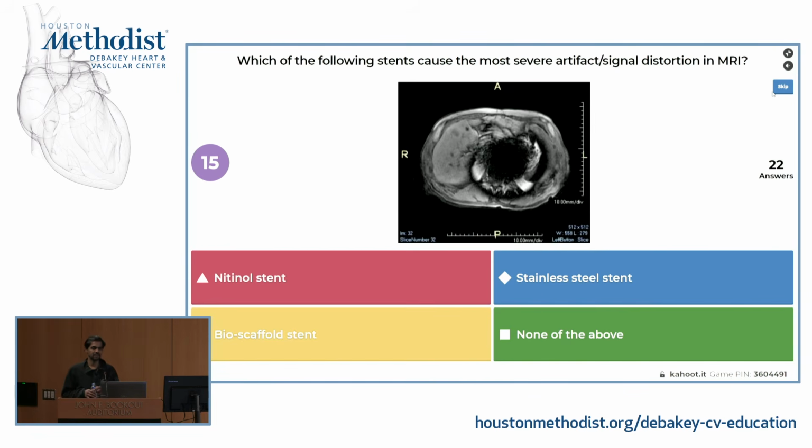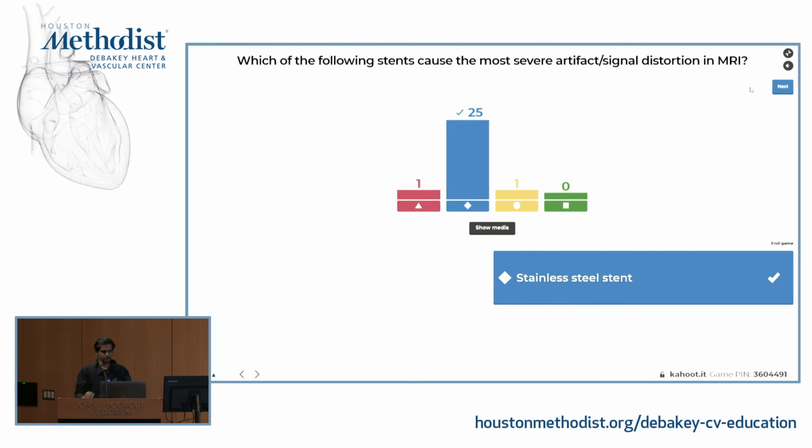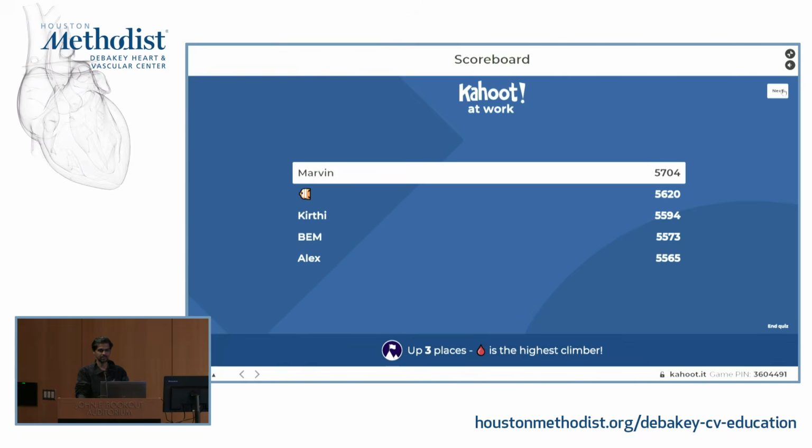We didn't really touch much on MRI, but compared to nitinol, stainless steel creates these huge signal voids in MRI, and that's one of the reasons we even take patients after TEVAR, after type B dissections. So the first thing is to know which type of stent the patient has, and that's one of the reasons I created this question.